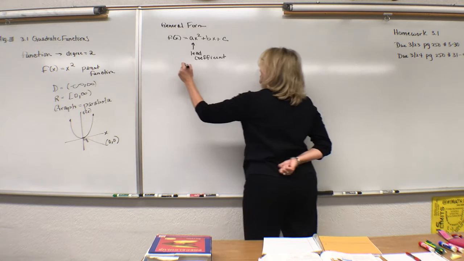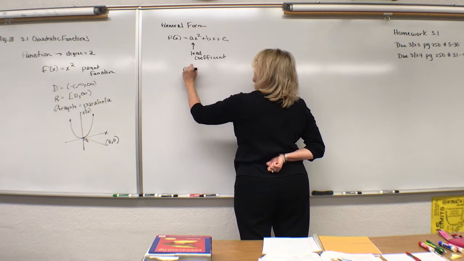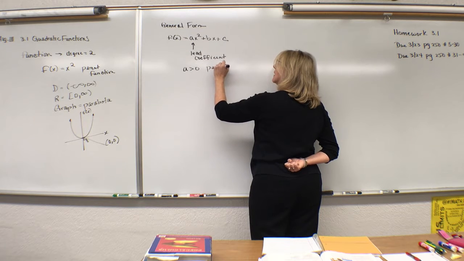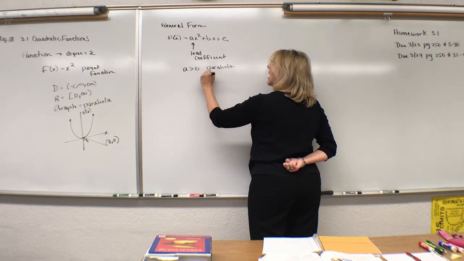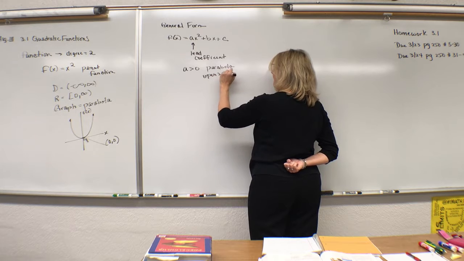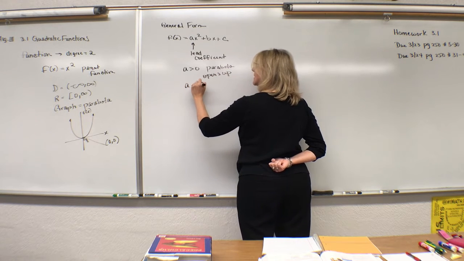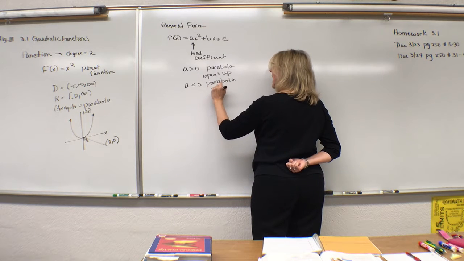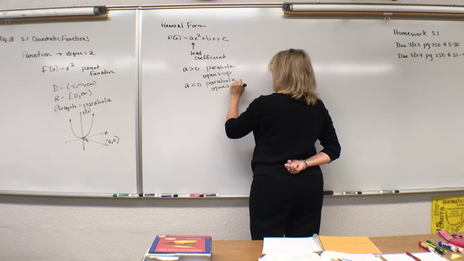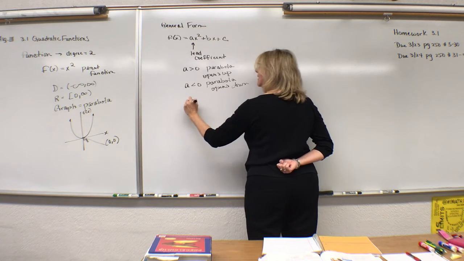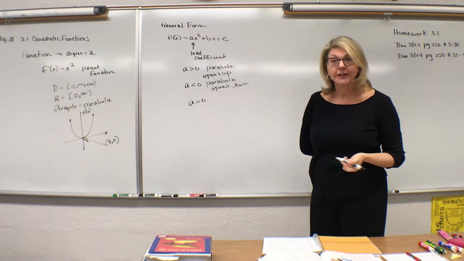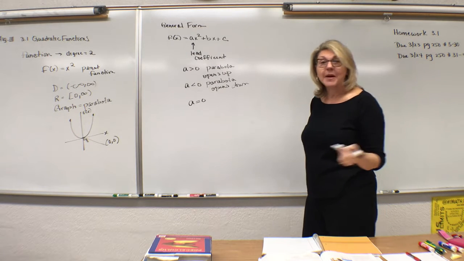Now, the sign of a is extremely important. If a is greater than 0, our parabola opens up. If a is less than 0, the parabola opens down. If a equals 0, no parabola. We're back to a linear function, like y = mx + b.